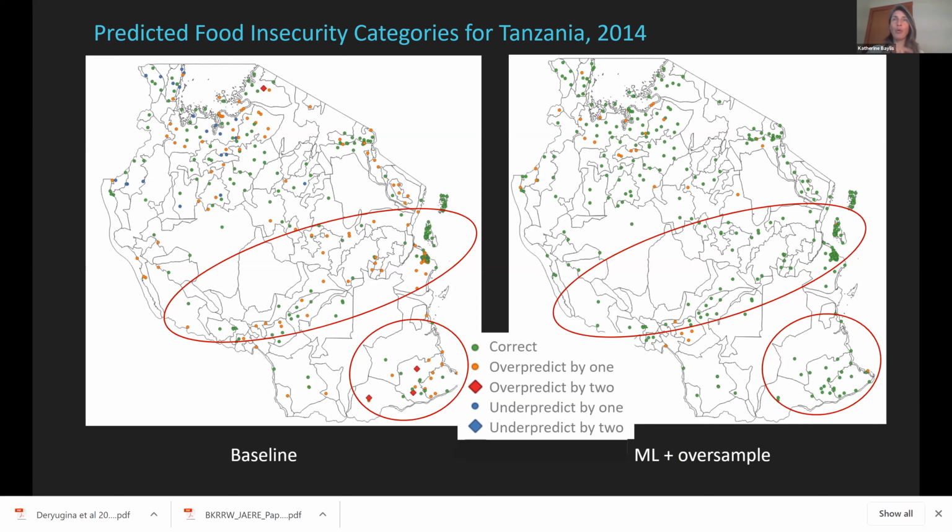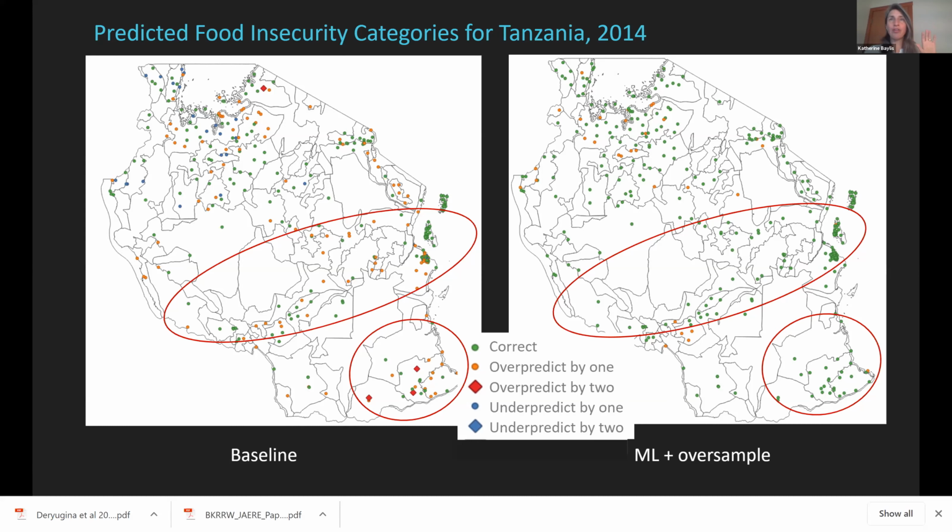The big red diamonds are places where we're doing a really bad job of predicting, i.e. we're predicting folks are absolutely fine when they're actually highly food insecure. So we really want to avoid those. We'd also like to avoid the yellow circles, which are saying that households are one category better off than they actually are. So we care particularly about this over prediction, saying people are more food secure than they are.